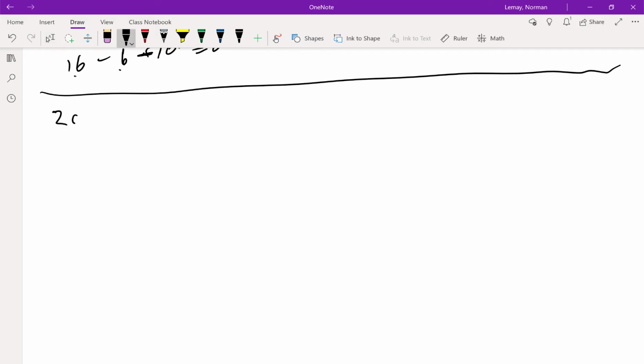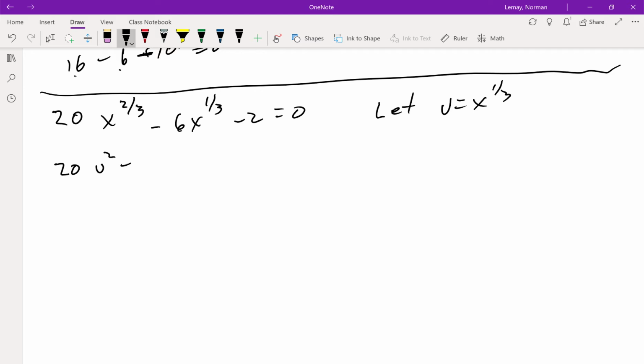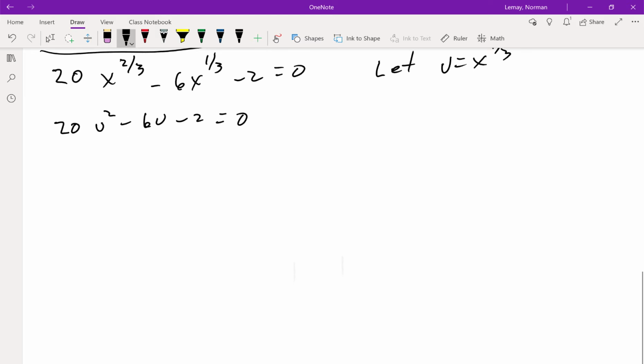So let's just take a look now. We've got 20 x to the 2/3 minus 6 x to the 1/3 minus 2 equals 0. So these are kind of popular to do. So again, we let u equal x to the 1/3. Hopefully this goes without saying, we just did this. So come back over here. So we get 20u squared minus 6u minus 2 equals 0. Okay? And one thing that I'm observing is that each one of these coefficients is even. So I'm just going to make these things smaller.